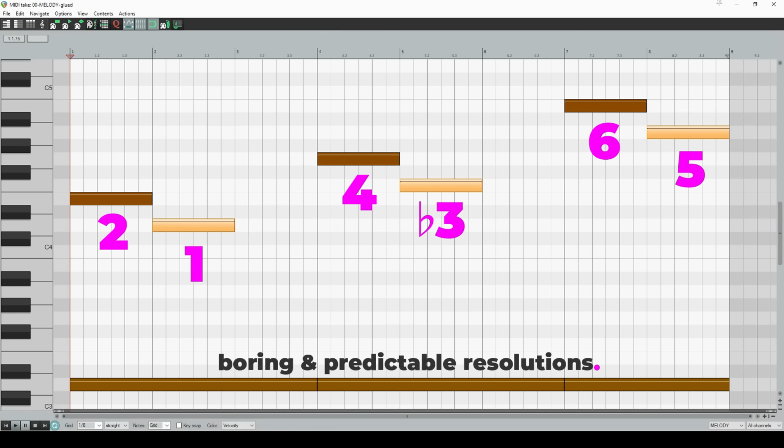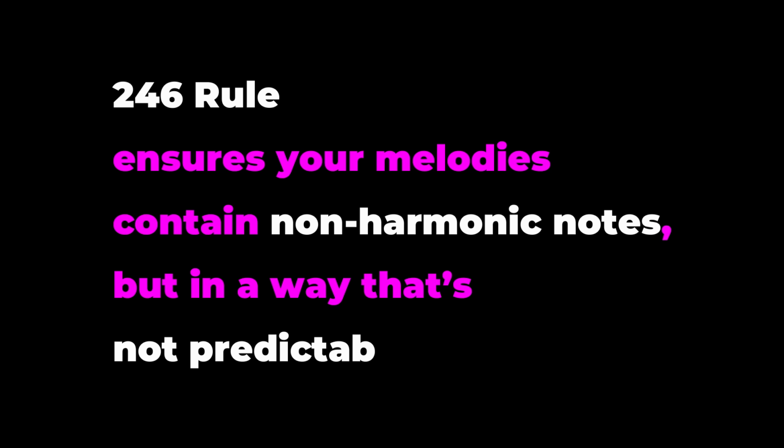Okay, so those are the resolutions that our ears will steer us towards. And because most songwriters and producers are making music by ear, we end up with most songs sounding the same. And seeing as you're here, you're obviously wanting more from your music. That's what the 2-4-6 rule gives you, because when you use it, your melodies will contain non-harmonic notes, but in a way that's not predictable and boring. So now you know why the 2-4-6 rule is a way to break the rules that cause boring melodies.